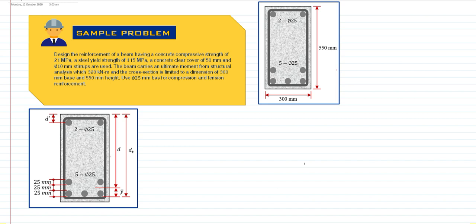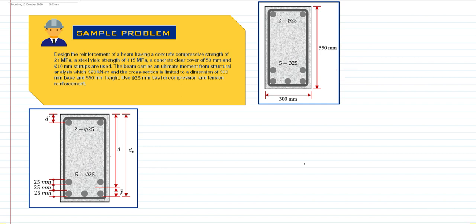Good day, engineers. Para sa video natin is itutuloy natin yung sample problem for the design of double reinforced. So, natapos na natin yung design process and nakapagpalabas tayo ng design ng reinforcement ng beam natin, which is ito.